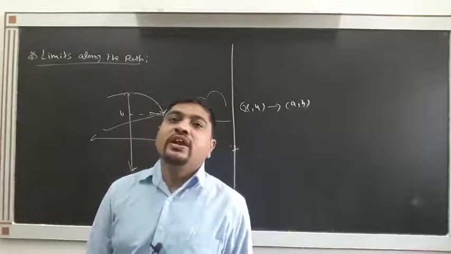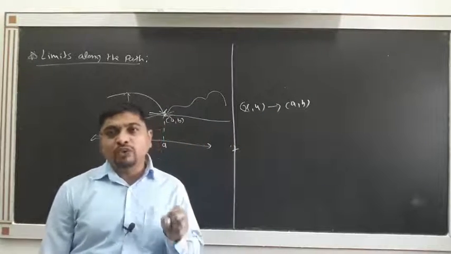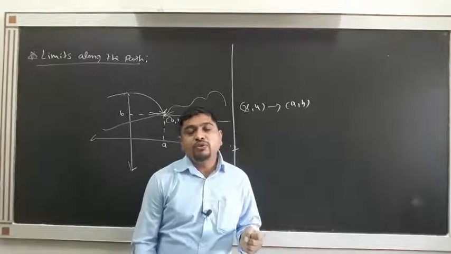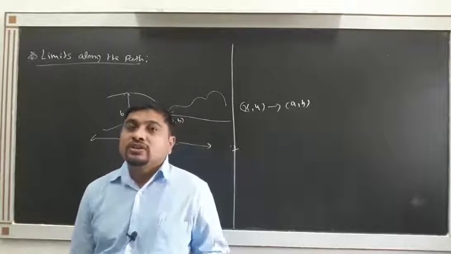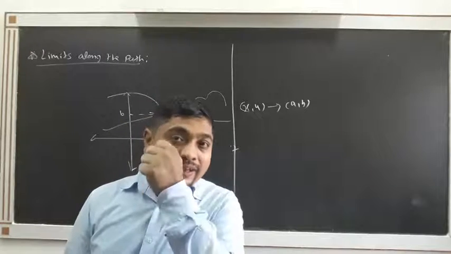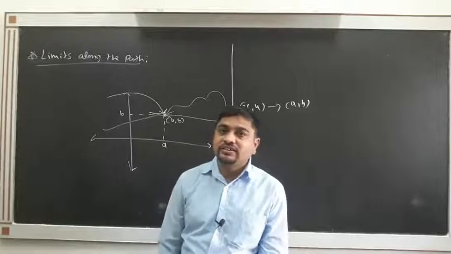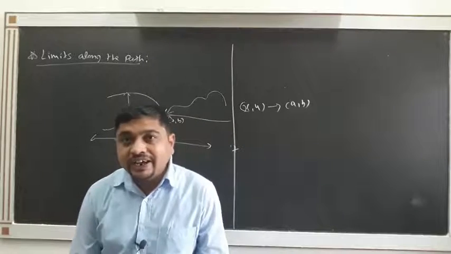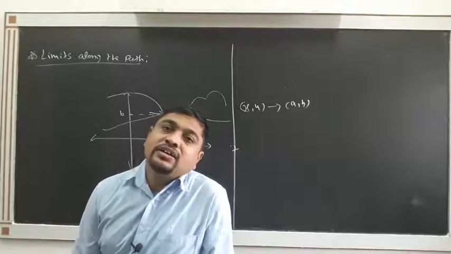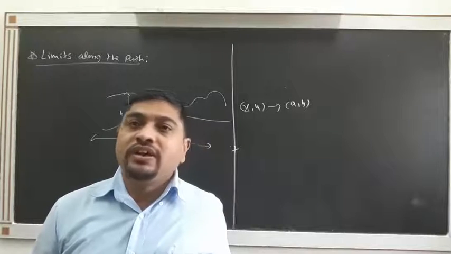That means if we get any two paths along which the limit of the function is different, then we directly say that the limit of the function does not exist.